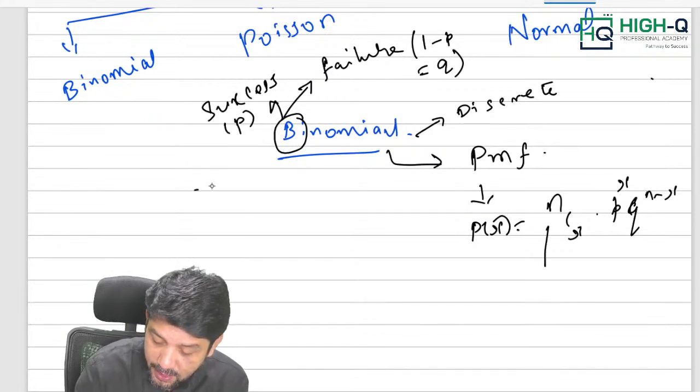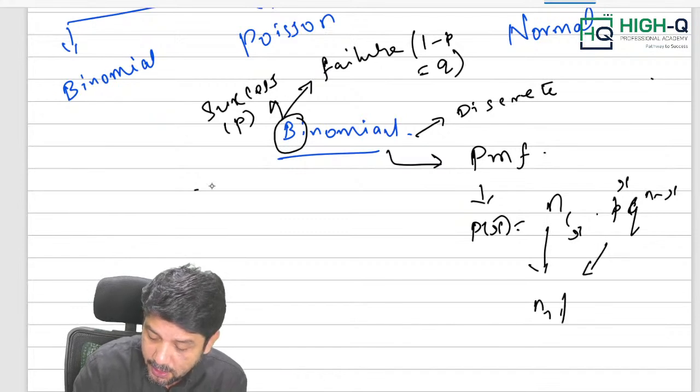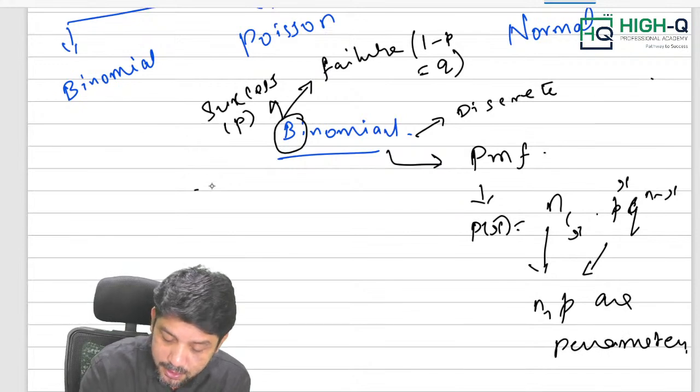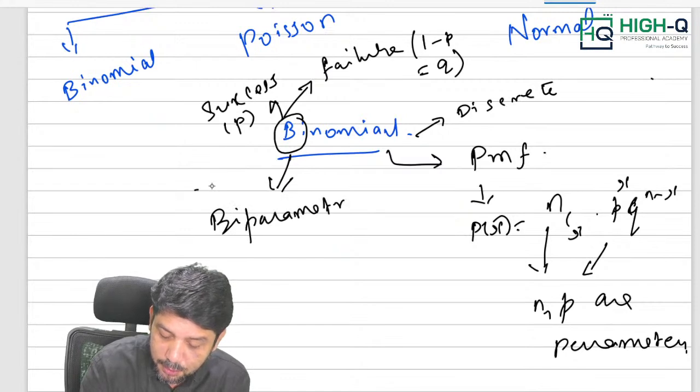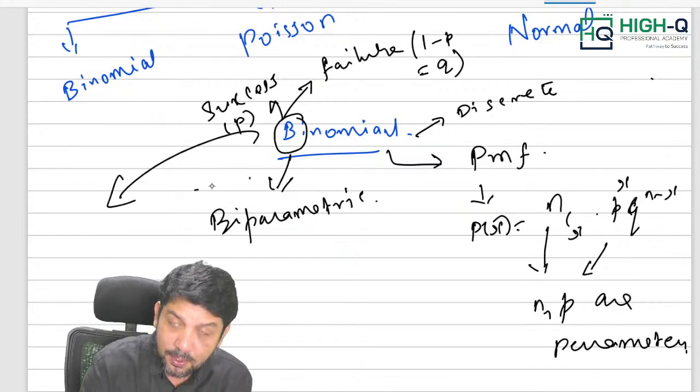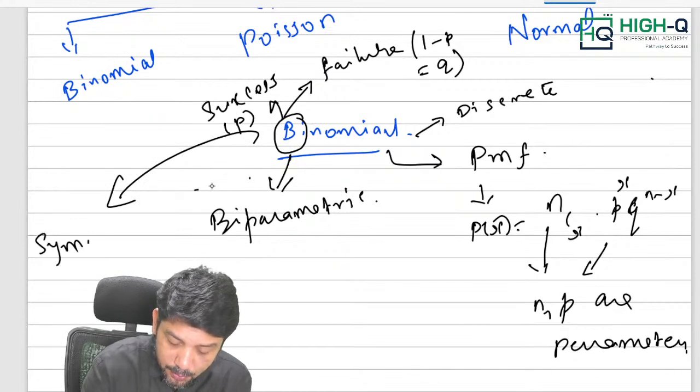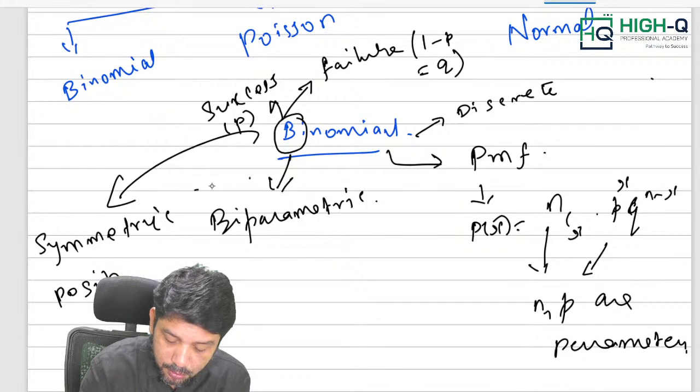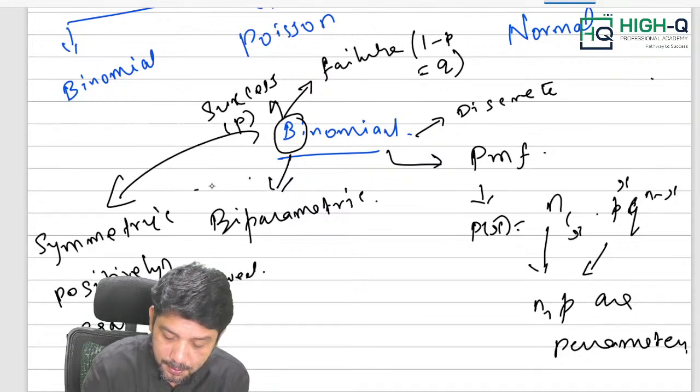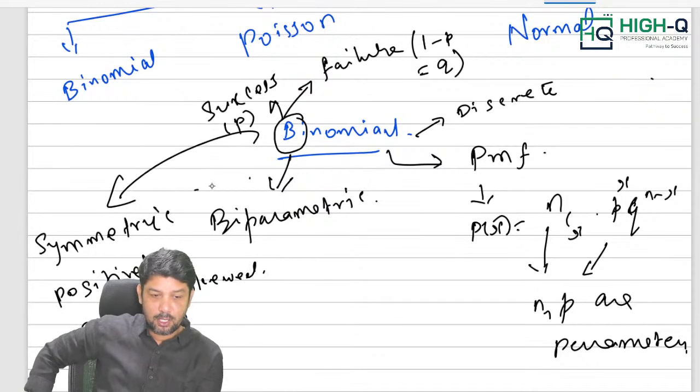Here we say n and p are parameters. So there are two parameters in binomial distribution. Therefore, binomial distribution is biparametric. And this binomial distribution can be symmetric or skew symmetric. Skew symmetric means it can be positively skewed or it can be negatively skewed.